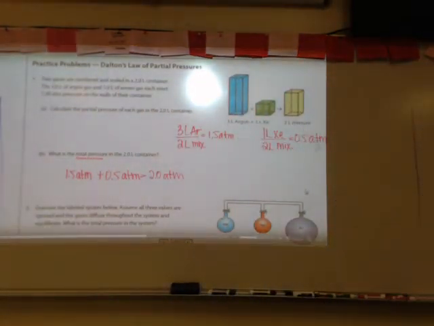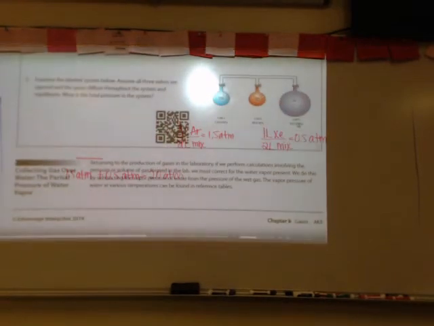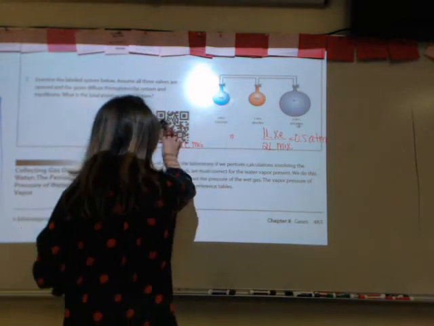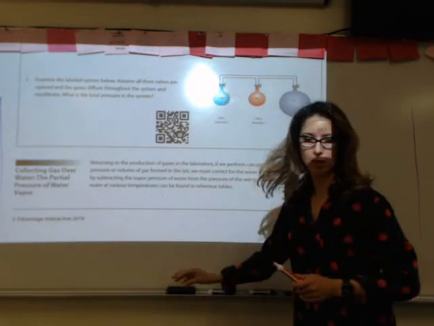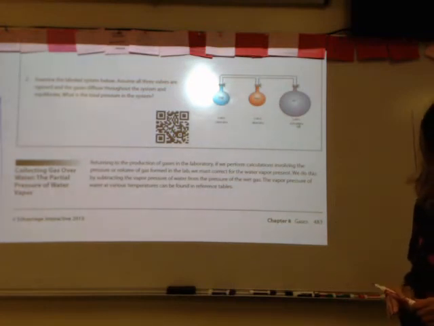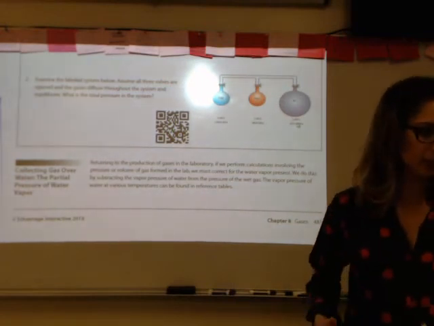If I take a look at problem number 2, for this one, you should scan that QR code with your phone and go over the answer.